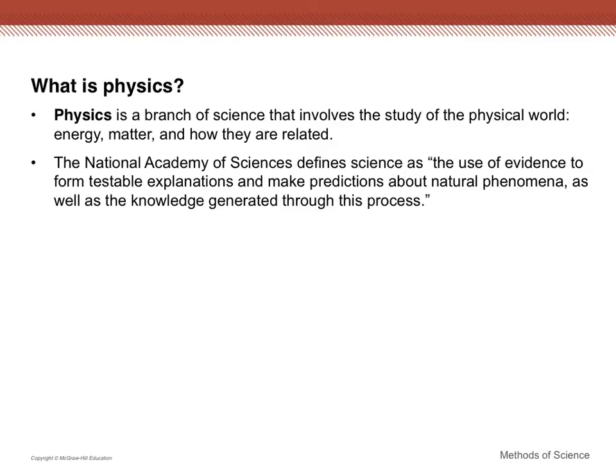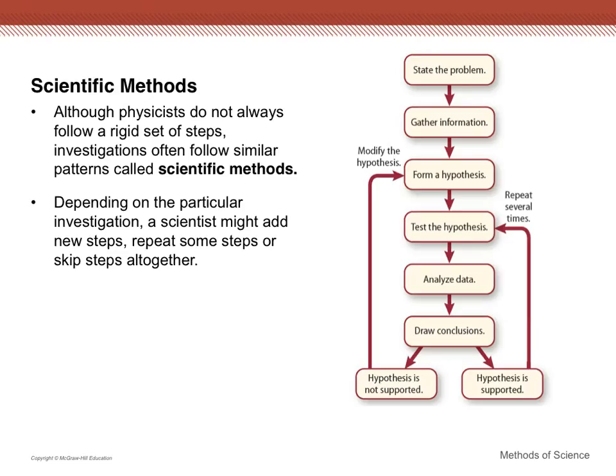And so that's just the basic idea of what science is, and we are going to operate and study physics under that definition. In doing that, physicists will use something called scientific methods, and these methods are going to be very similar to the methods that were used in biology or chemistry or in your environmental science classes, but they may be different depending on the situation. And although they don't follow a rigid set of steps, physicists do use particular methods to study natural phenomena.